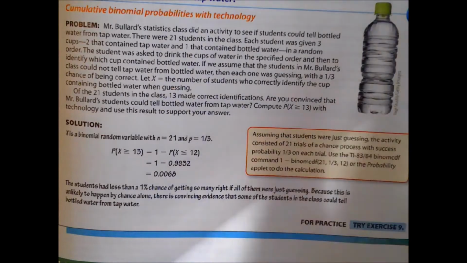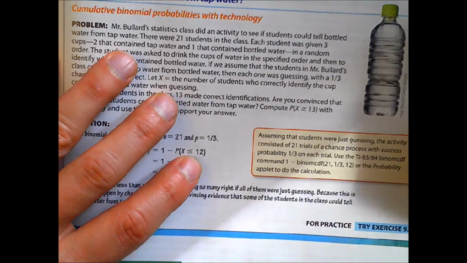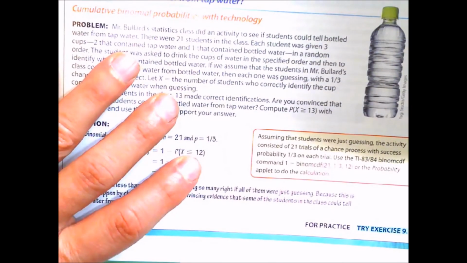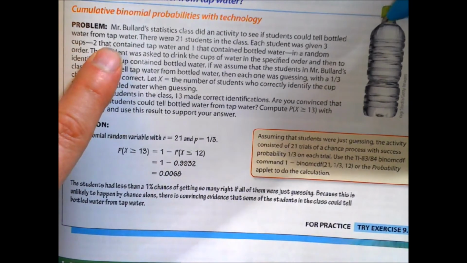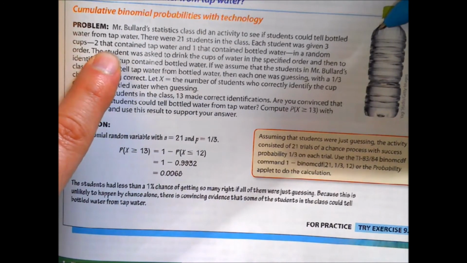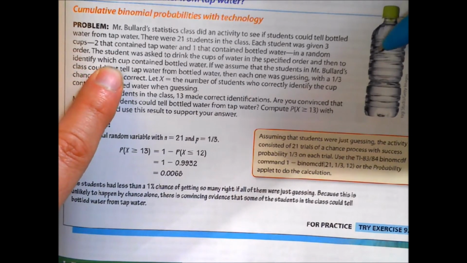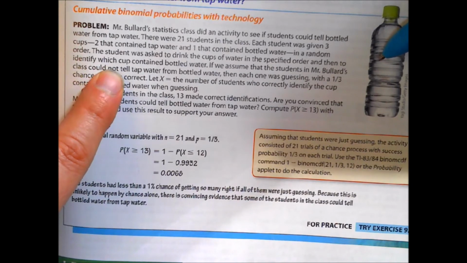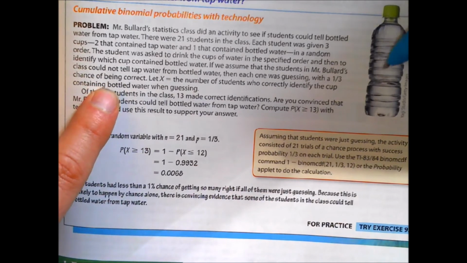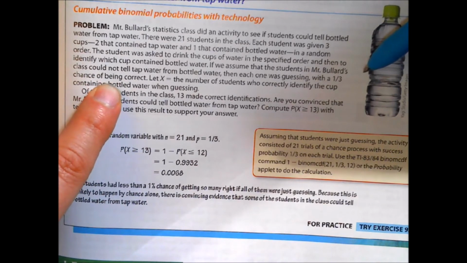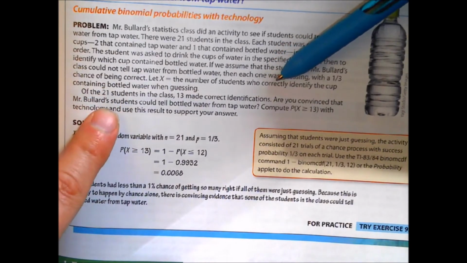Look at another example here. Mr. Bullard's statistics class did an activity to see if students could tell the difference between bottled water and tap water. There are 21 students in the class. Each student was given 3 cups, 2 that contained tap water and 1 that contained the bottled water in a random order. The students were asked to drink the cups in a specified order and then identify which cup contained the bottled water. If we assume the students could not tell the difference, there's a 1 in 3 chance of saying it's the bottled water.